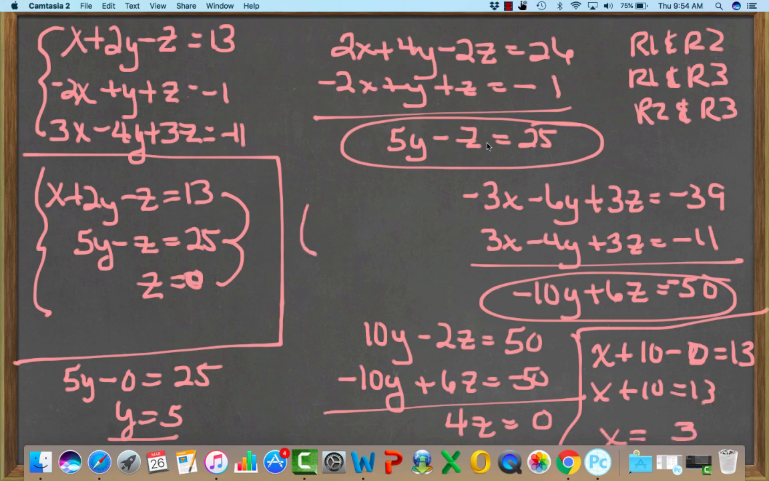So now I have my ordered triple. x was 3, y was 5, and z was 0. So that's the solution to my system of equations. And guys, you can always check that by going back and substituting all three of those variables into the original system of equations and making sure that it makes that true.